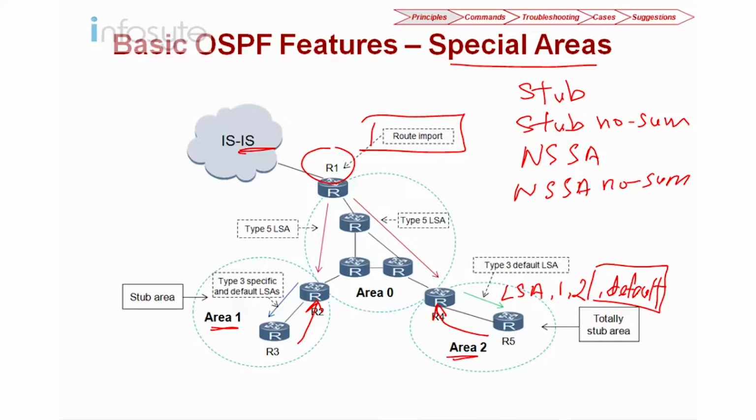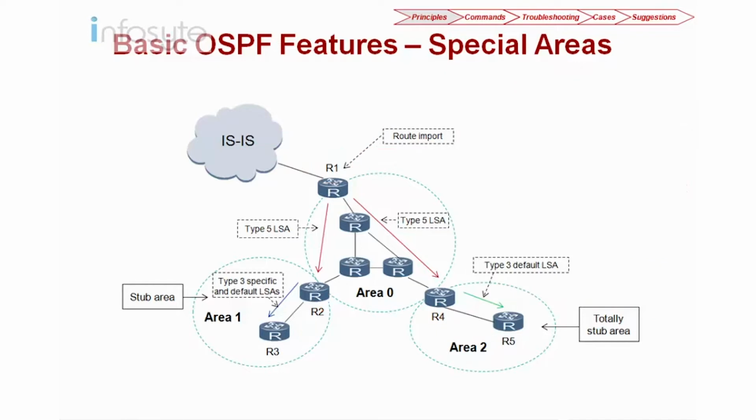And remember, when you're under the stub areas, either stub or NSSA, type 4 and type 5 are always filtered. Type 4 and type 5 you will not see inside the special areas. So these are the four special areas that we're going to cover. Then this one is called a stub area and the totally stub area.